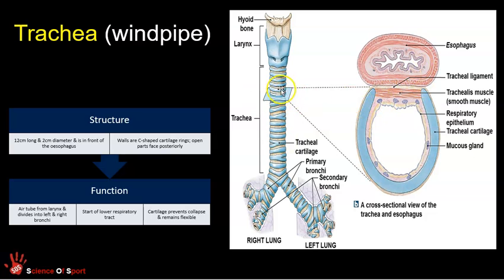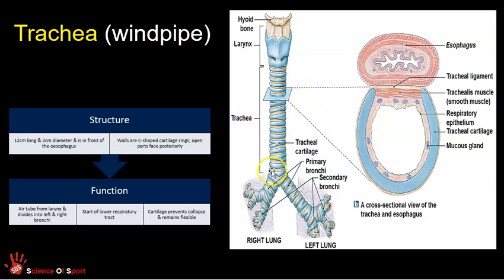So they've taken a cross-section here, and this is the cross-sectional view. You can see that basically it's C-shaped. So this is the front, this is the anterior view. This is the food tube, the esophagus, which would be posterior. So the trachea is C-shaped cartilage rings. You can see these blue things are the cartilage rings.